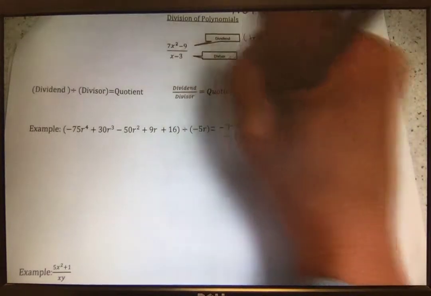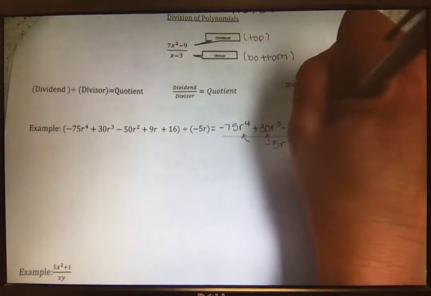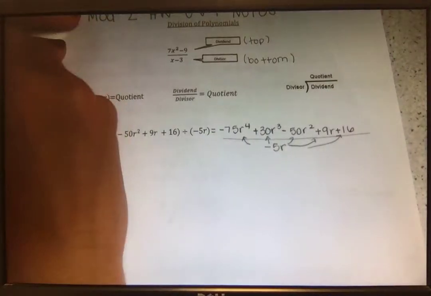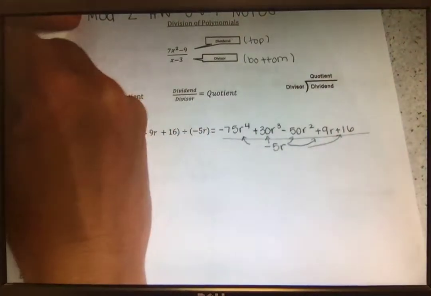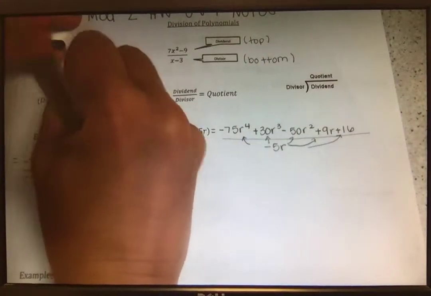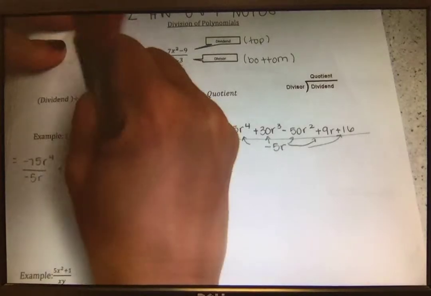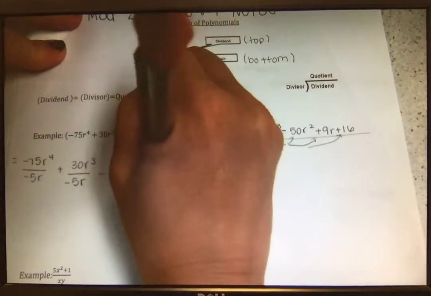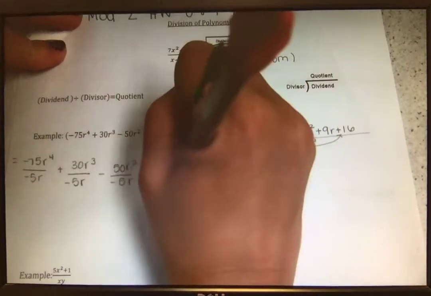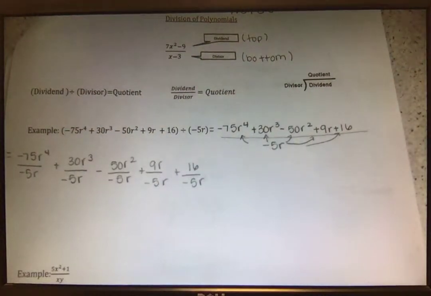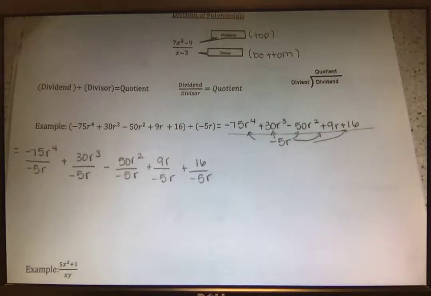So because we're dividing everything by one term, I can rewrite each term as a little fraction all over negative 5r. So for example, negative 75r to the fourth divided by negative 5r plus 30r cubed divided by negative 5r minus 50r squared divided by negative 5r plus 9r divided by negative 5r plus 16 divided by negative 5r. So now we have simpler, easy, smaller fractions to deal with. So we can simplify each one separately.